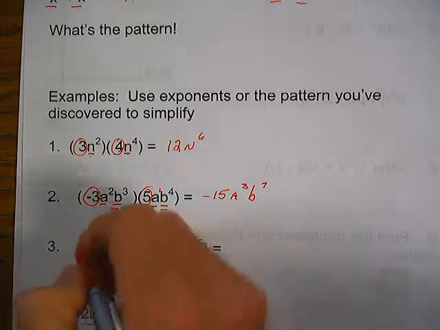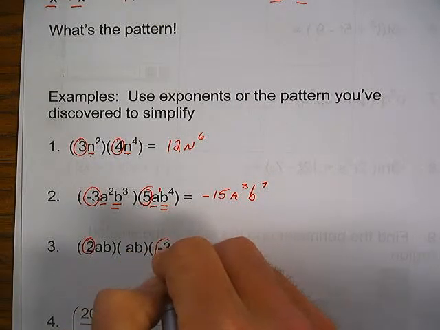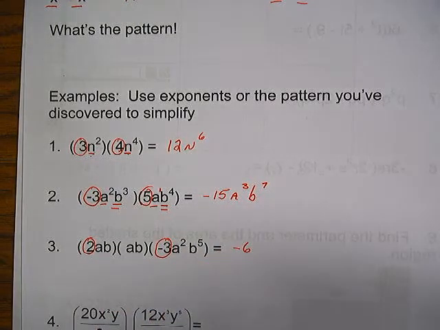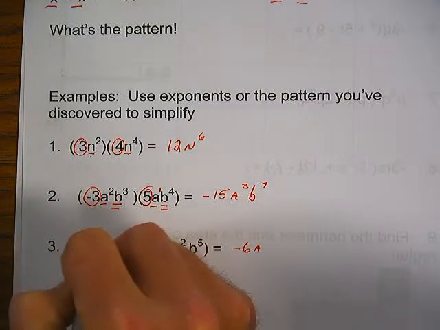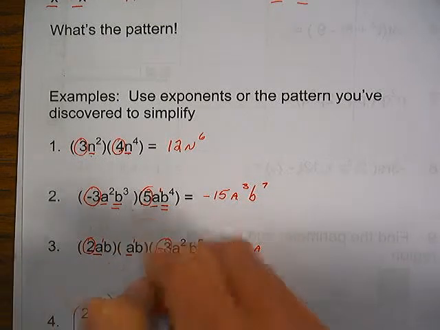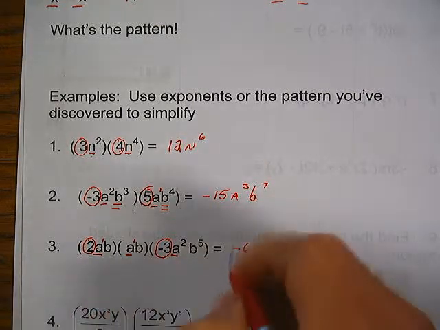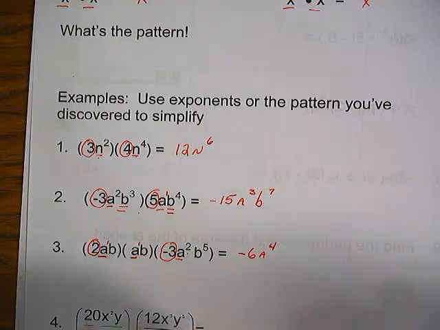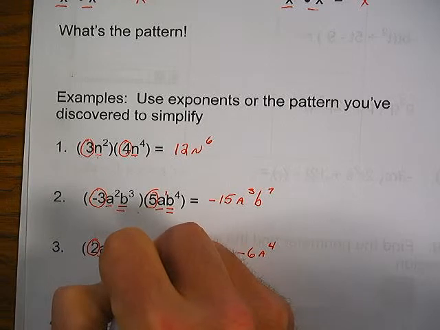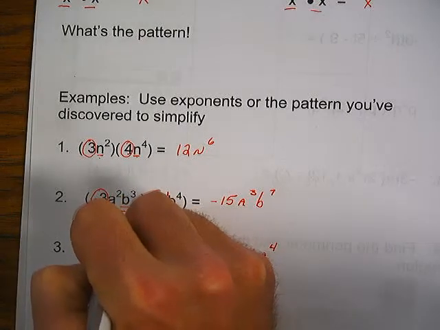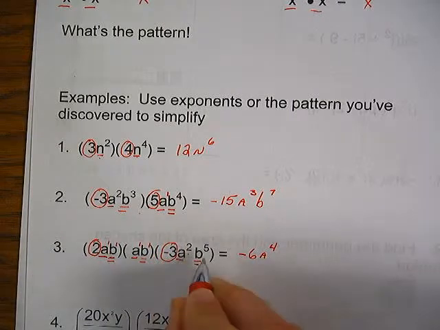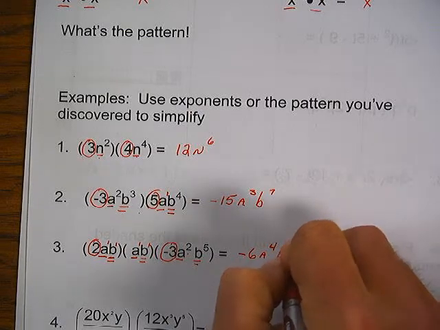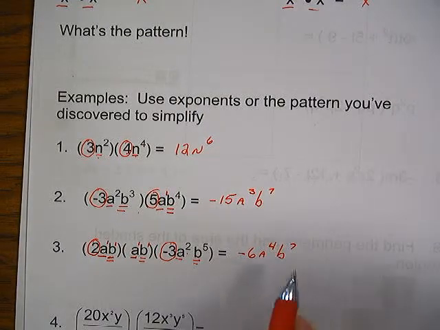Number 3, first of all, let's take care of the coefficients again. 2 times negative 3 is negative 6. The first like base is a. We have a to the first there, a to the first there, and a to the second there. So there's 1, 2, 3, 4. So that'd be a to the fourth. Now the next like base is b. So we have b to the first there, b to the first there, and b to the fifth there. That's 5, 6, 7. So we have b to the 7th. Negative 6, a to the fourth, b to the 7th.